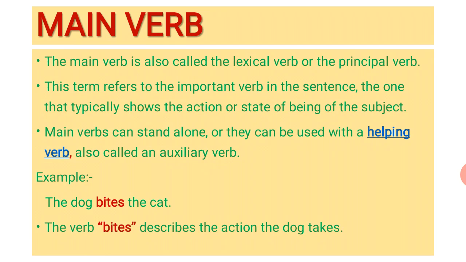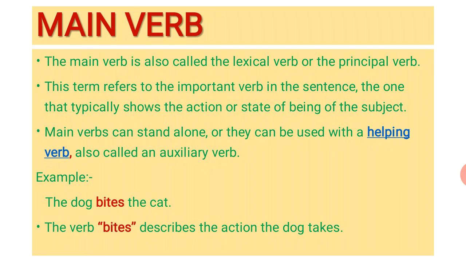The main verb expresses the nature of the action. The auxiliary verb helps the main verb in expressing the time of the action. Example: She is sleeping. Action is being done in the present. She was sleeping. Action was being done in the past.